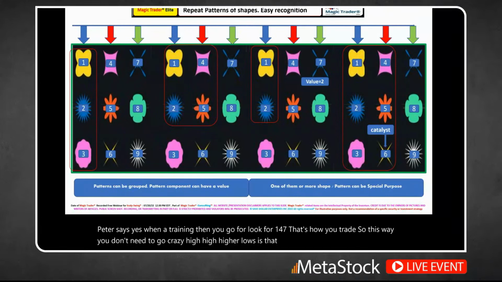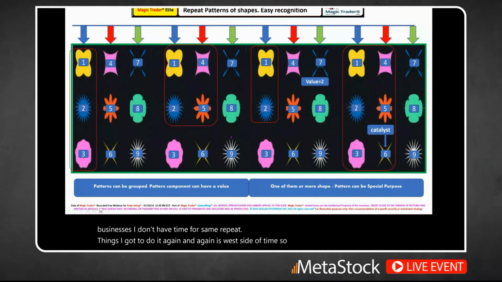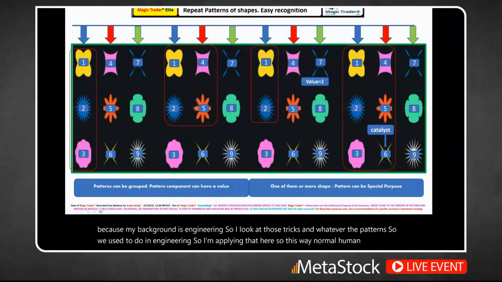I did all that for many years. We don't need to do all these things. I realize in my busy life, having multiple businesses, I don't have time for the same repeat things. I've got to do it again and again. It's a waste of time. So I try to mechanize everything because my background is engineering. So I look at those jigs and patterns we used to do in engineering, and I'm applying that here. So this way, a normal human being can easily adapt it.